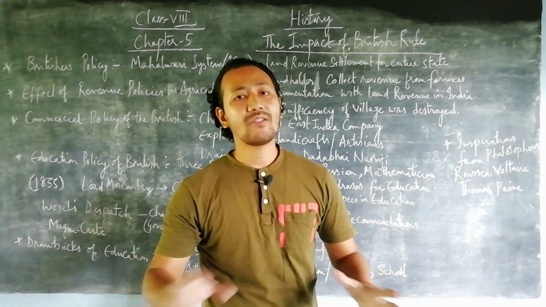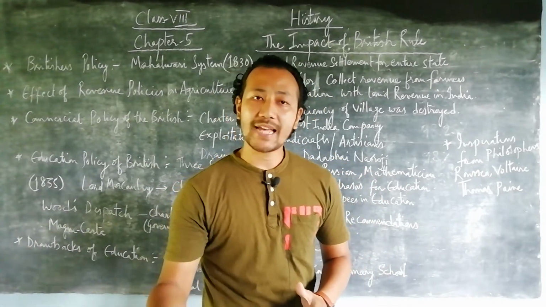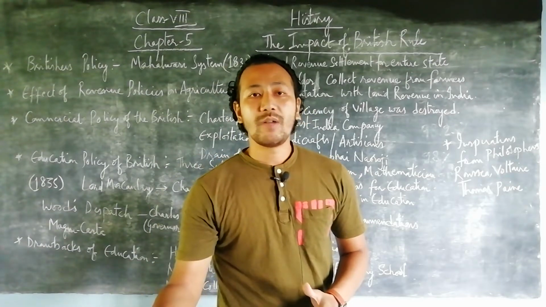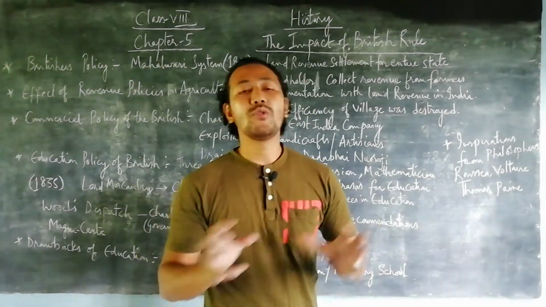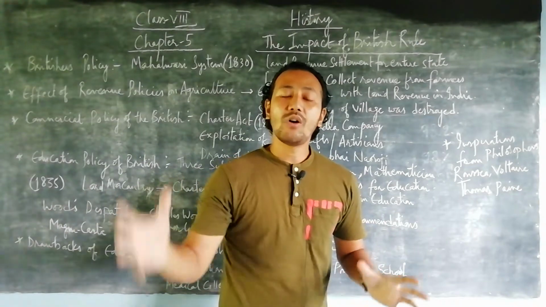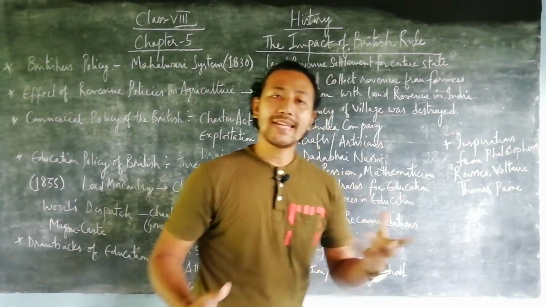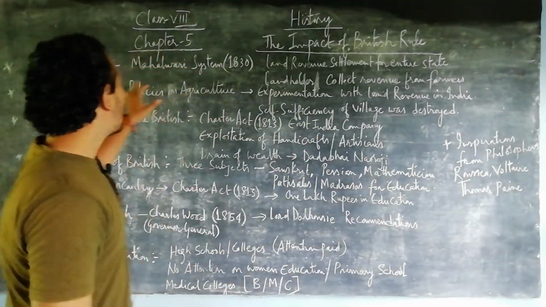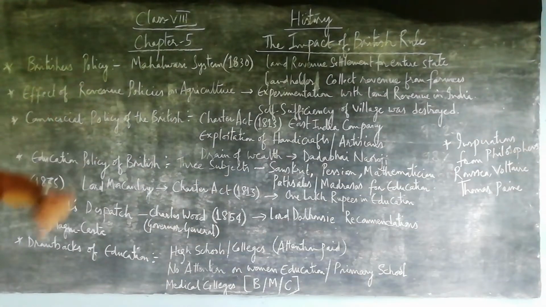either from cash crops, rabi crops or any such kind of crops which would make them very rich, and lots of draining of wealth could be done from the Indian soil. So today's topic will mainly focus on the Britishers' policy.